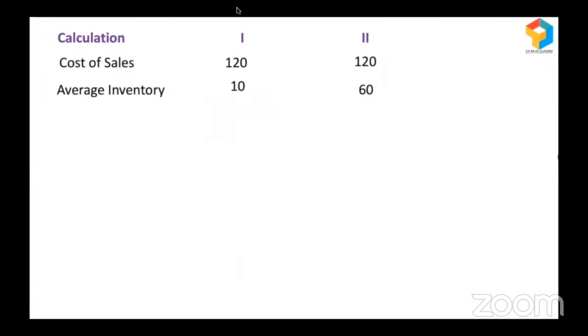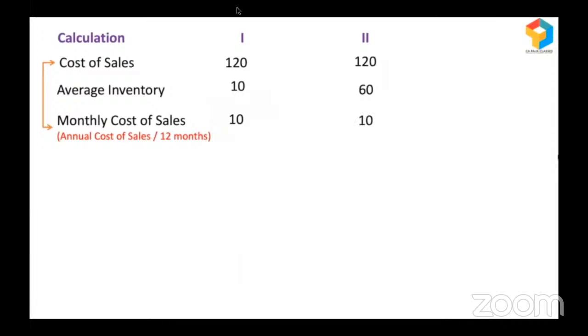Now let's see. We have annual cost of sales. I can easily find out monthly cost of sales by taking the annual cost of sales divided by 12. So 120 divided by 12 gives me monthly cost of sales, which is 10 million in scenario 1, and in scenario 2 also it is 10 million, because my cost of sales is 120 million. Now I have two critical pieces of information. One is monthly cost of sales. I also have information about average inventory.